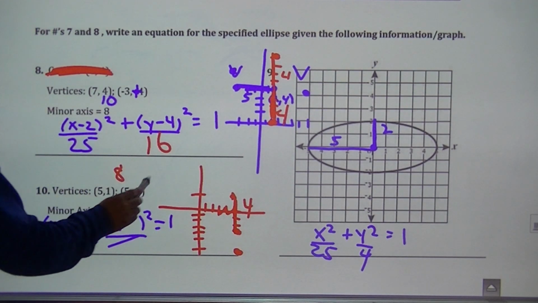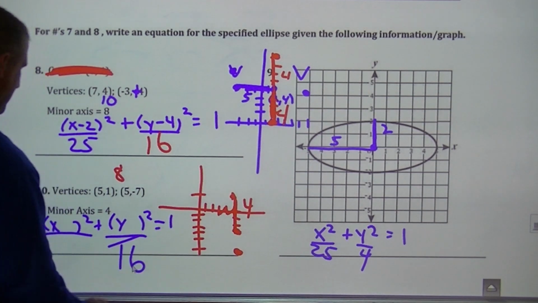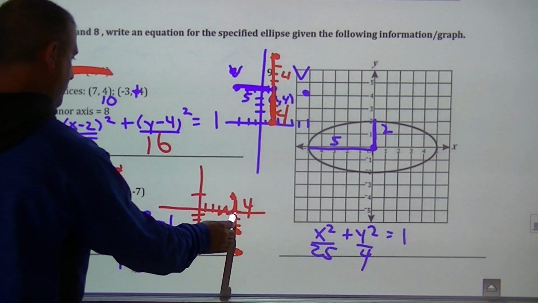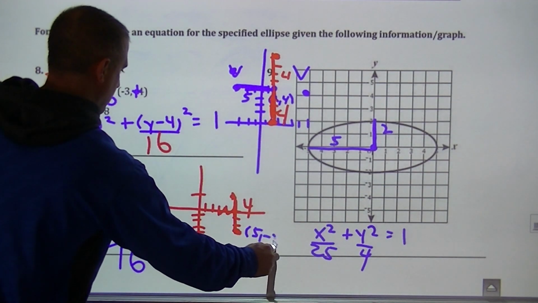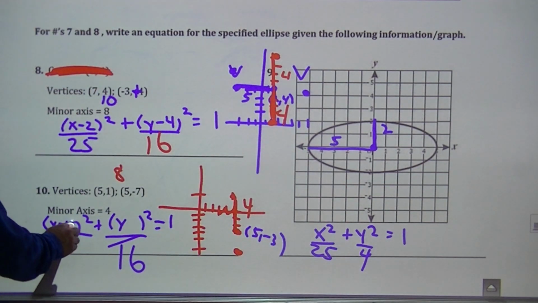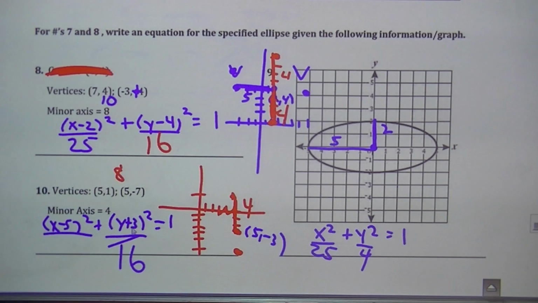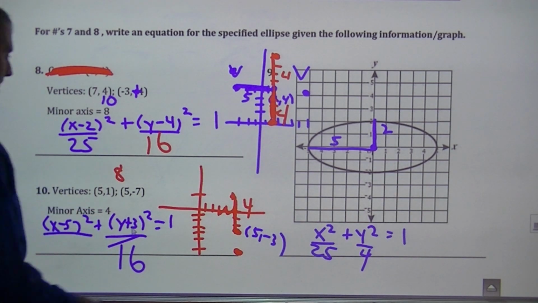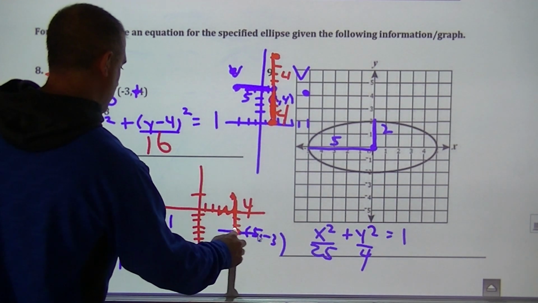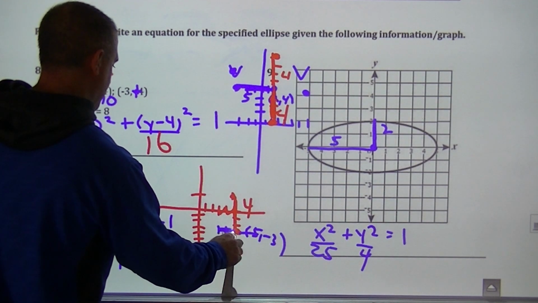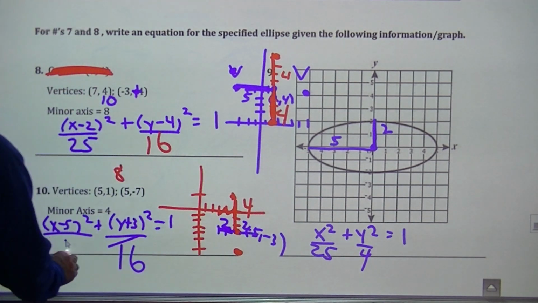Now those 4, I would square that, it would be 16. Now the other thing that helps me with is that means my center is 5, negative 3. So I would have x minus 5, y plus 3. Now it says the minor axis is, so I have to go the other way, 2 this way, 2 this way. So that's a length of 2 and 2, so I would square that and it would be 4.